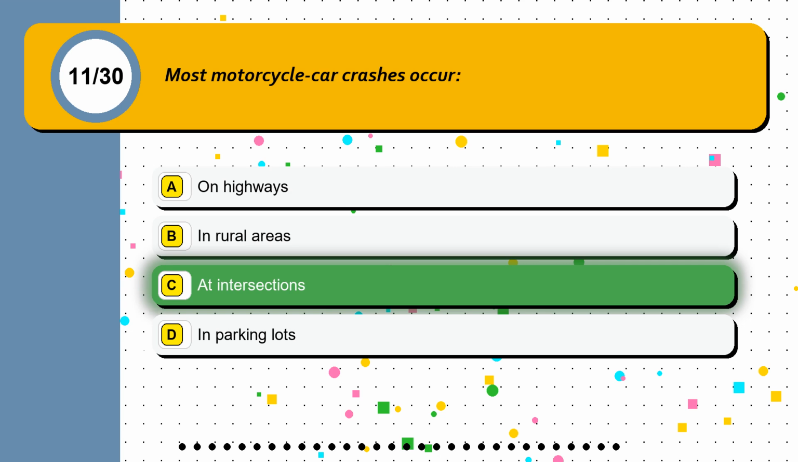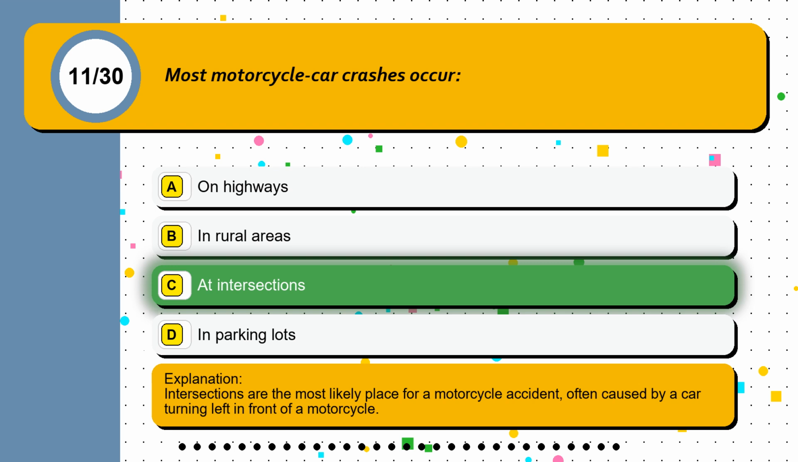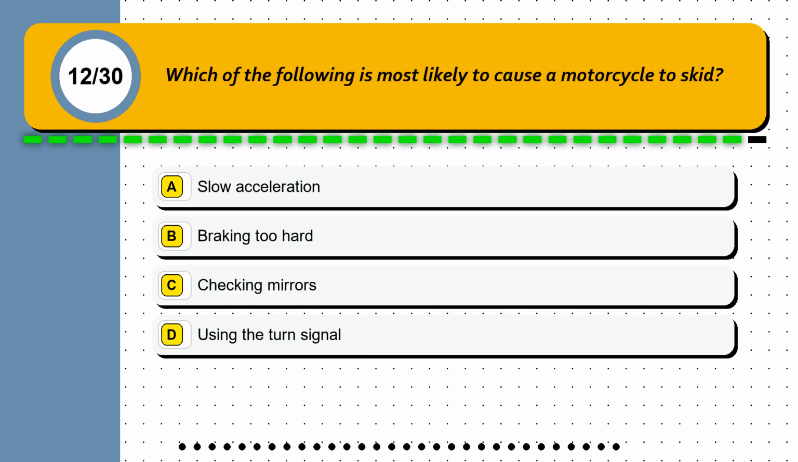The correct answer is option C. At intersections. Intersections are the most likely place for a motorcycle accident, often caused by a car turning left in front of a motorcycle.